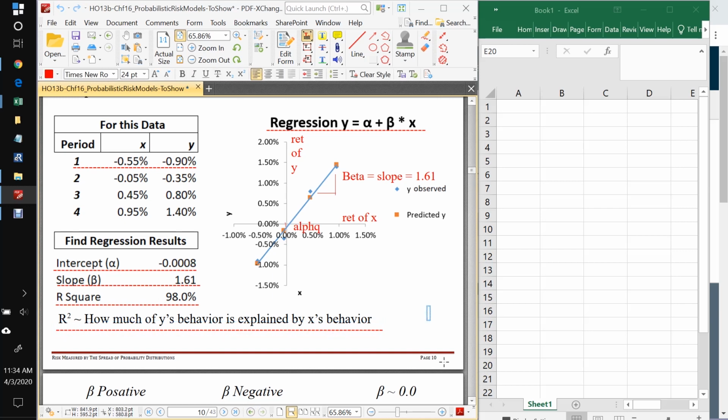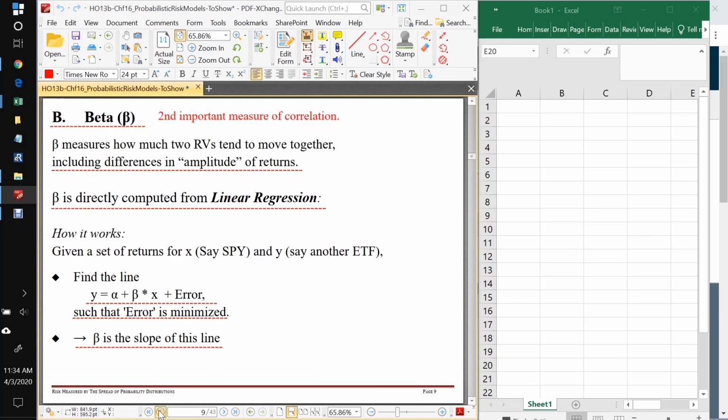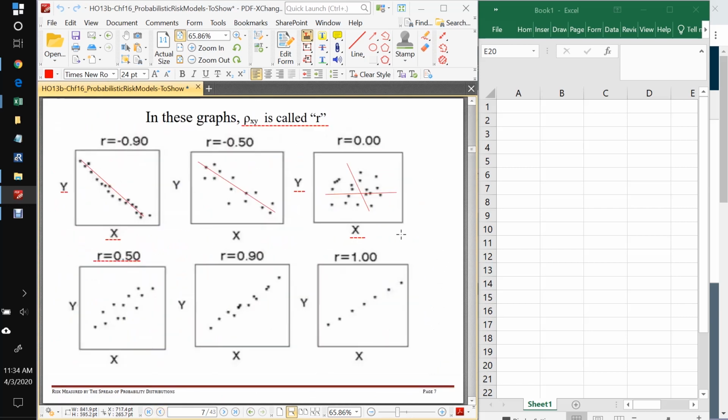The r squared tells us how much of y's behavior is explained by x's behavior. So if we go back to our graph over here where we were looking at rho, we'd say if we did a regression of this, r squared would be similar to 0, which would mean that we really cannot explain the returns of y based on the returns of x. We just can't figure out what's a good line going through this data.